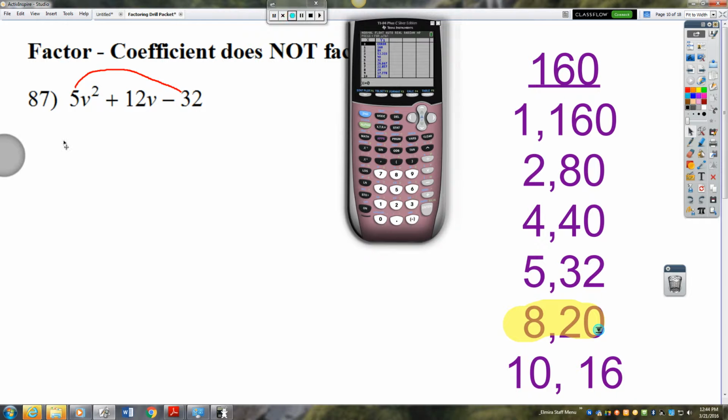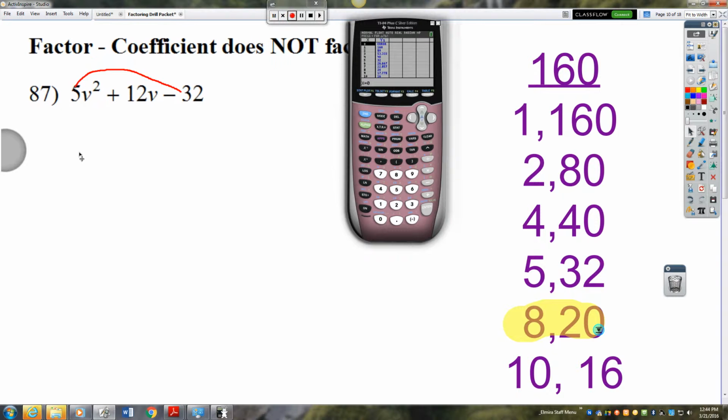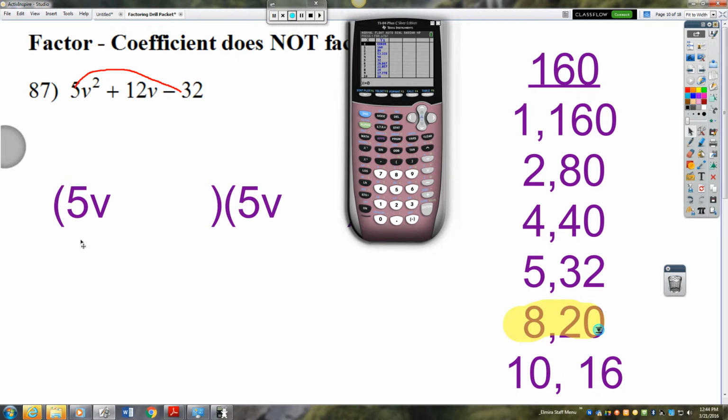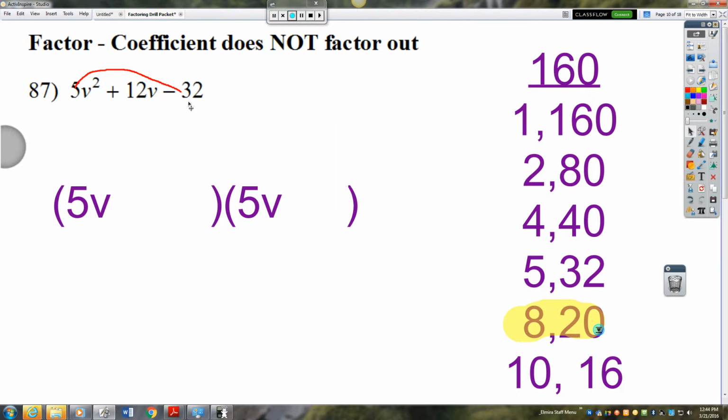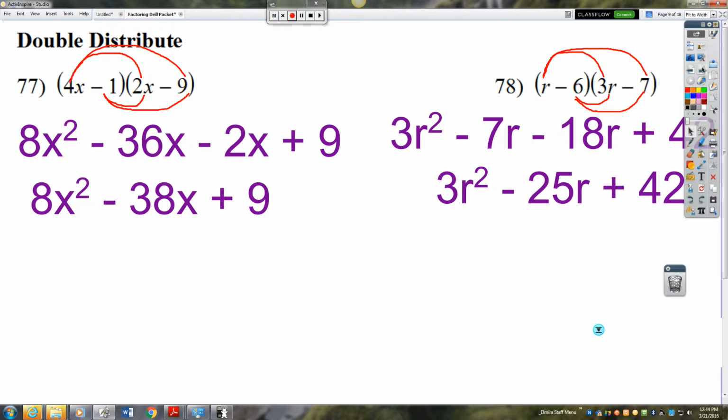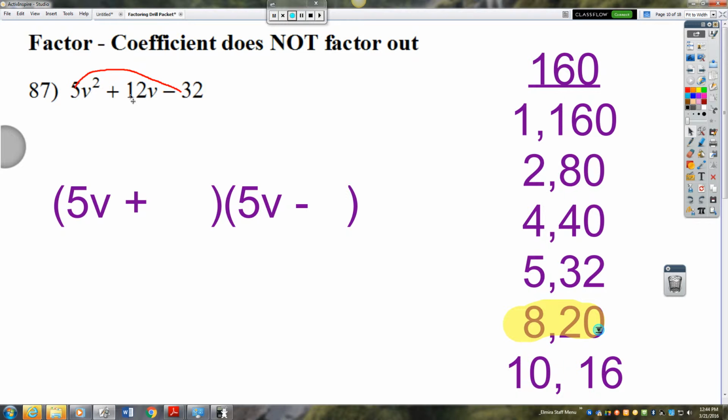Okay, so we start out, we don't know where the 5v is going to end up. So we start out with 5v in both binomials. Okay? We know that the signs are supposed to be different. So 1 plus, 1 minus. Doesn't matter which one gets the plus, which one gets the minus. What matters is that if this is a plus right here, that means that when I combined my middle term, I had more plus than I had minus. So that means my biggest number, 20, goes with the plus, and 8 goes with the minus.